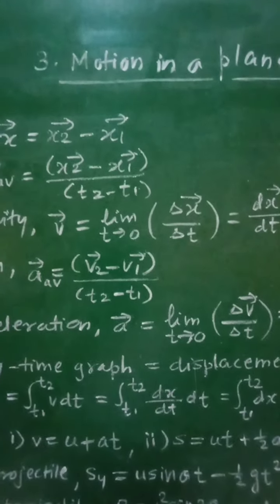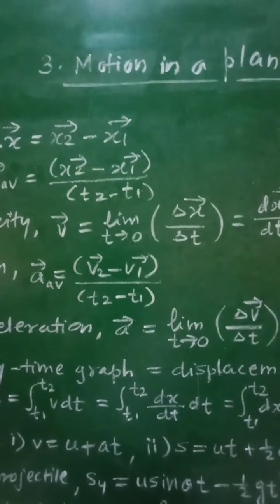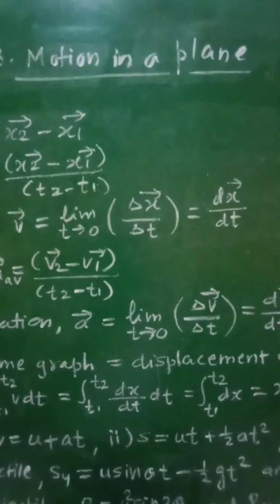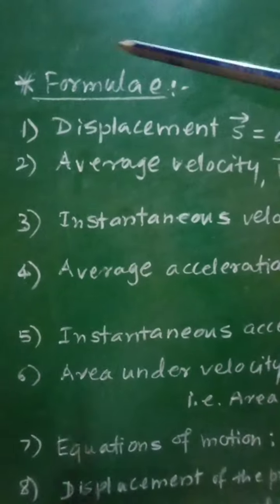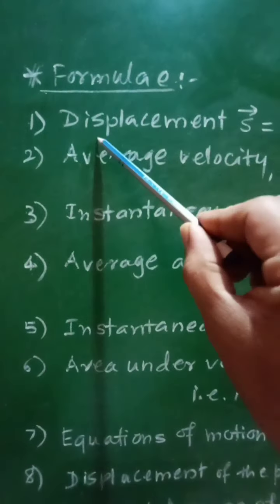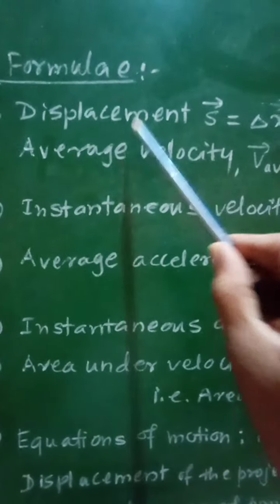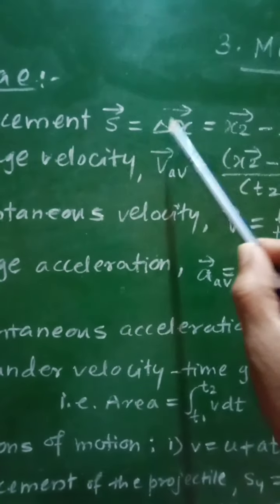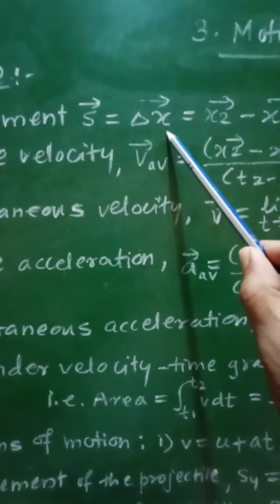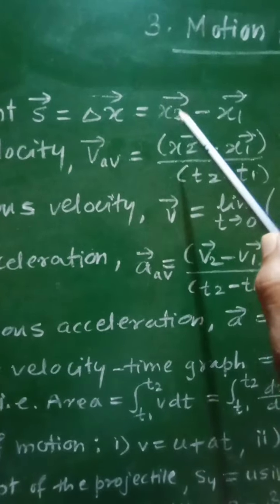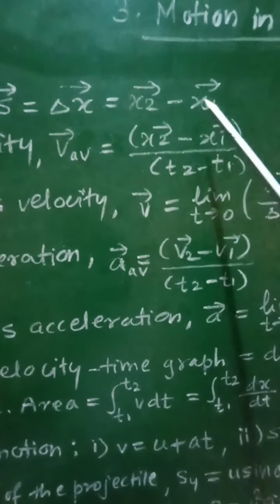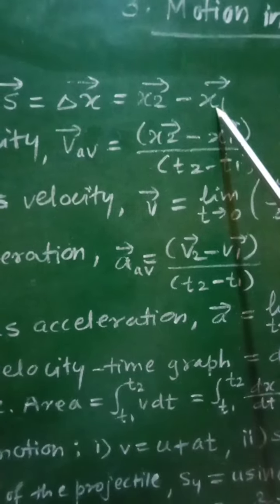Class 11th, Subject Physics, third chapter, Motion in a Plane. From the chapter, let us see some of the formulae. First formula gives the displacement of the body. Displacement vector S equal to vector delta x, which will be given as vector x2 minus vector x1.